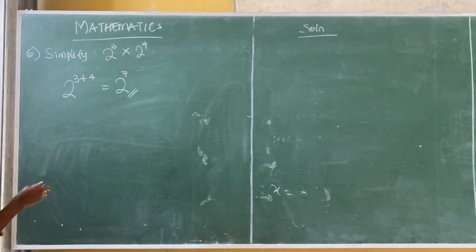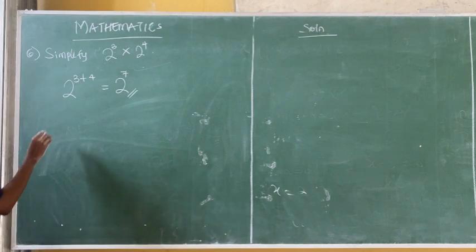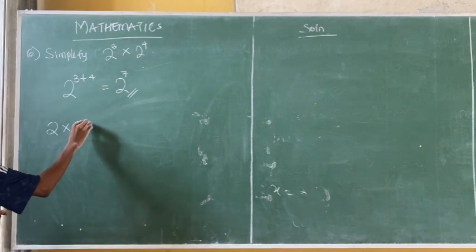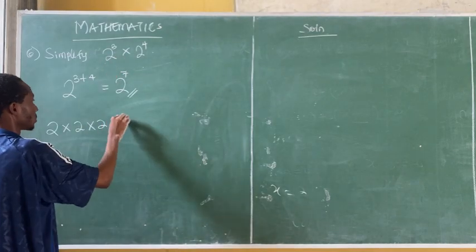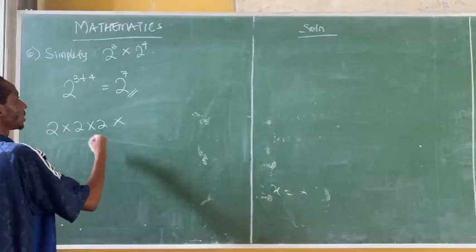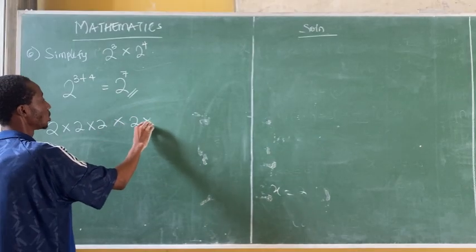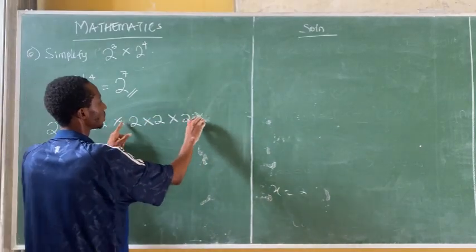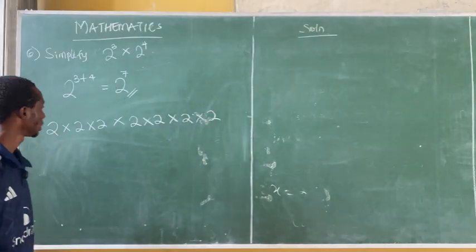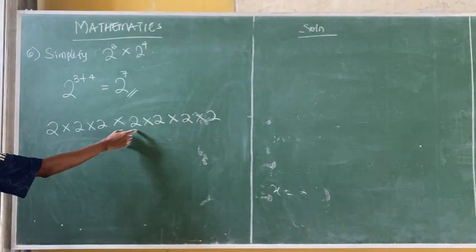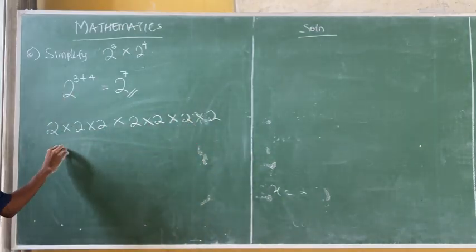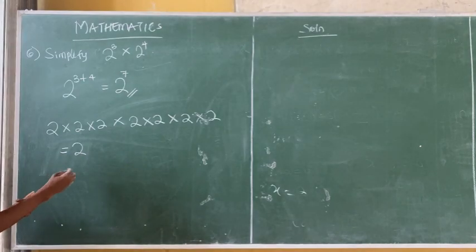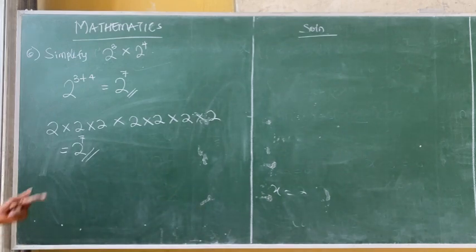Or you can do it this way. This is 2 raised to power 3, right? Which is 2 times 2 times 2. Then times, this is 2 raised to power 4, 2 multiplying itself 4 times. You have times 2, times 2, times 2, times 2. Now you count: 2 times 2 times 2 times 2 times 2 times 2 times 2. This is 1, 2, 3, 4, 5, 6, 7. Which is 2 multiplying itself how many times? 7 times. So this is the final answer, 2 raised to power 7.